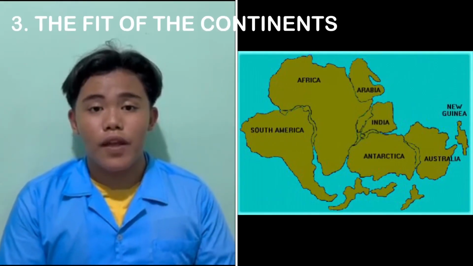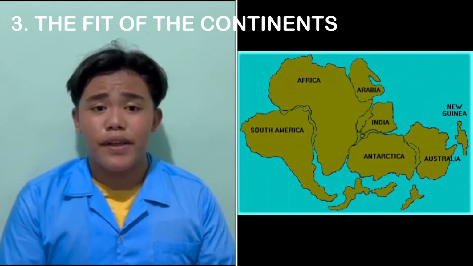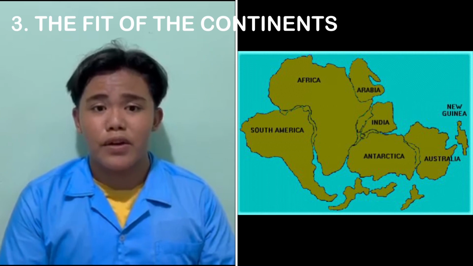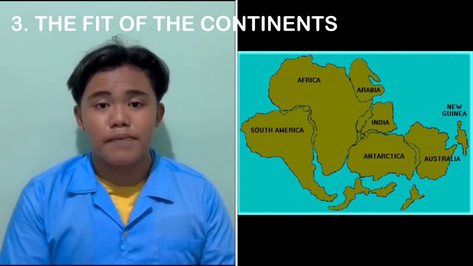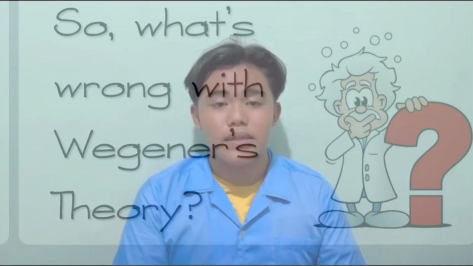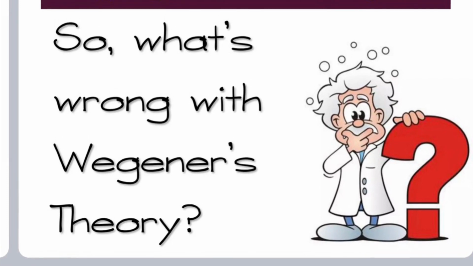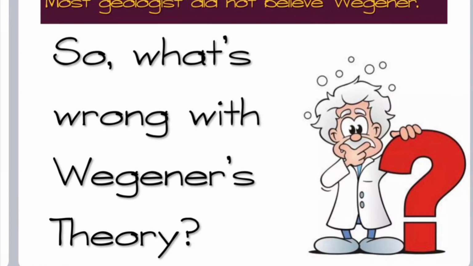Number 3. The perfect fitting of continents. Wegener also provided evidence of continental drift by looking at the physical shape of continental coastlines. The shape of the continental coastlines visibly matches like pieces of a puzzle. However, Wegener did not find evidence to explain the movement of the continents, and his theory was rejected.